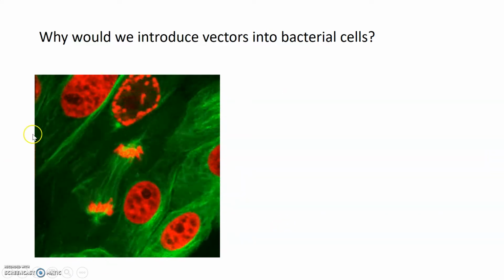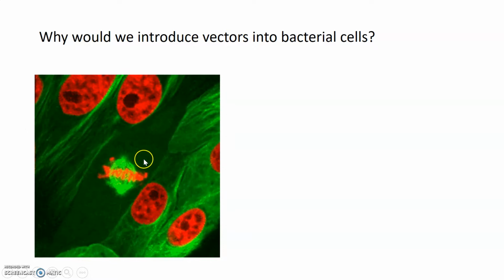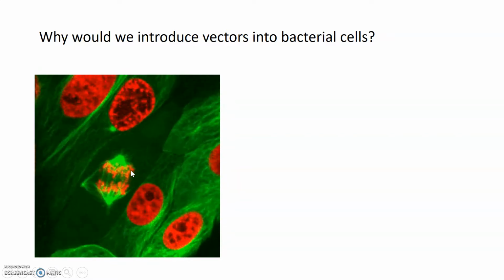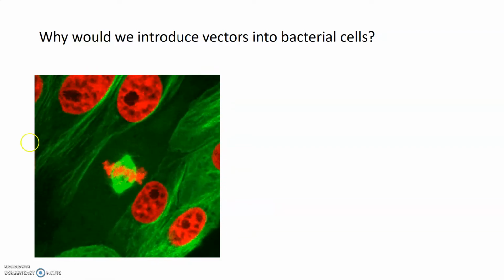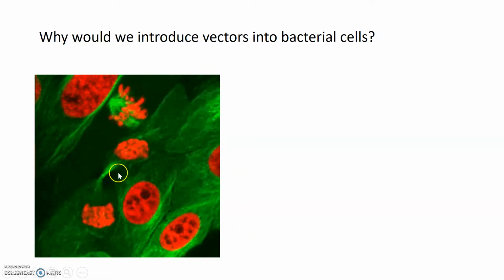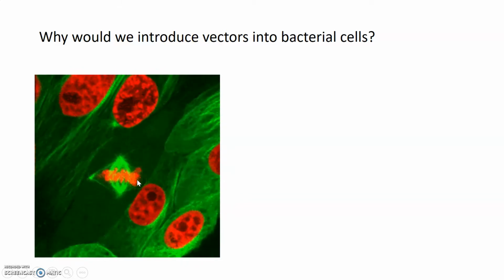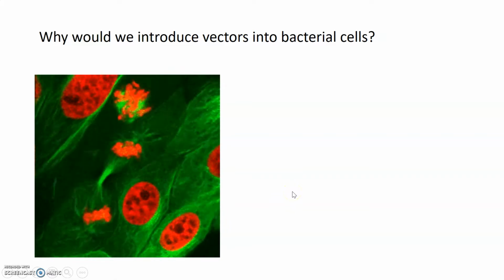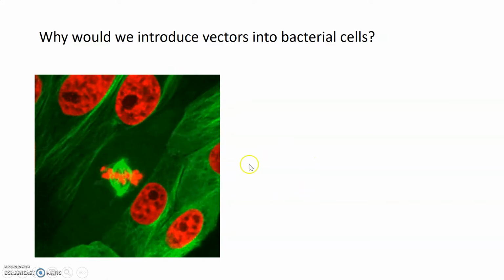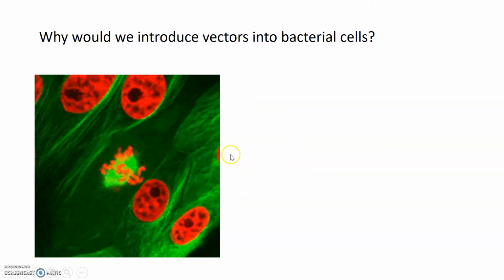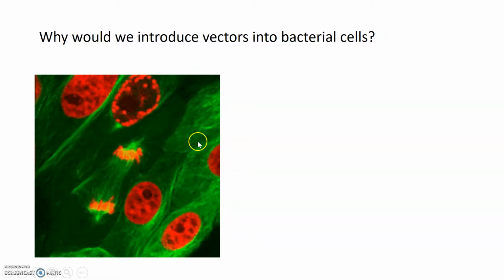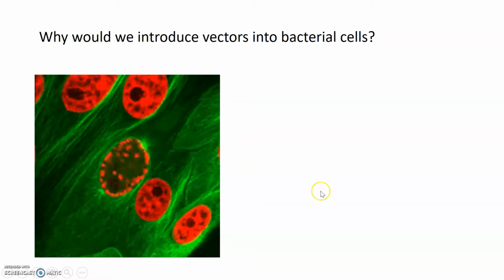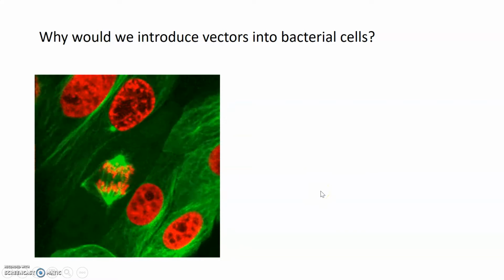Specifically, one example of that is introducing vectors that make fluorescent proteins involved in mitosis in eukaryotic cells. So here you can see a eukaryotic cell undergoing mitosis. The red fluorescent protein is labeling chromosomes, the green fluorescent protein is labeling microtubules, and all of the spindle apparatus necessary to separate the chromosomes. And so we can introduce, using vectors, proteins that glow or fluoresce into different types of cells other than bacteria as well.